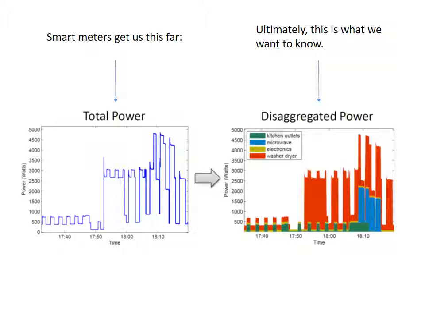Ultimately, what would be really useful for them to know, for a variety of reasons which we'll talk about, is not only what the total electricity consumption is for each house, but where that electricity consumption is coming from on a device level. In other words, they want to disaggregate that power signal into usage profiles for different devices, whether it's your kitchen outlets, your microwave, electronics, your washer, your dryer, your air conditioner, etc. That's what would be really useful for them.